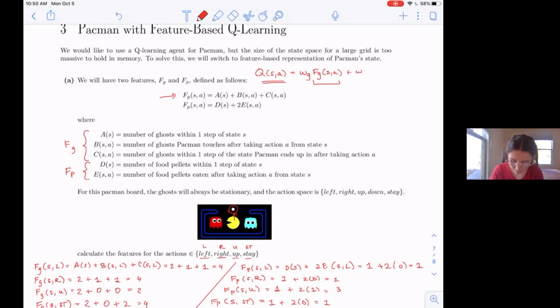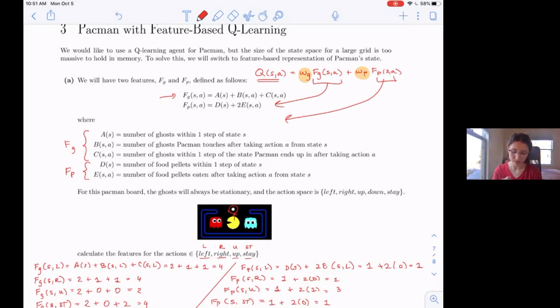And then we're going to add to it the other feature, FP, at state S and action A, also weighted by its own respective weight, WP. The key thing is that when we're doing this Q representation, that is this linear combination of features, we're not sure beforehand what these weights are. So we're given these feature functions here. You can see them defined right here, but we're not exactly sure how to choose WG and WP to accurately represent the Q value at any given S and A pair.